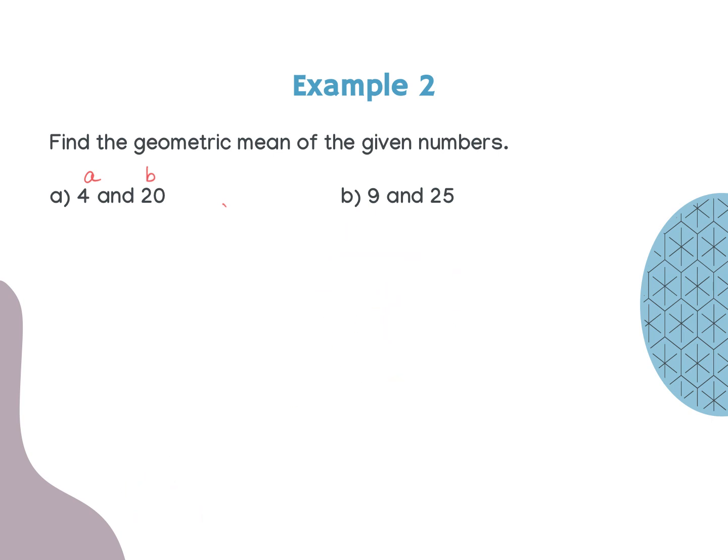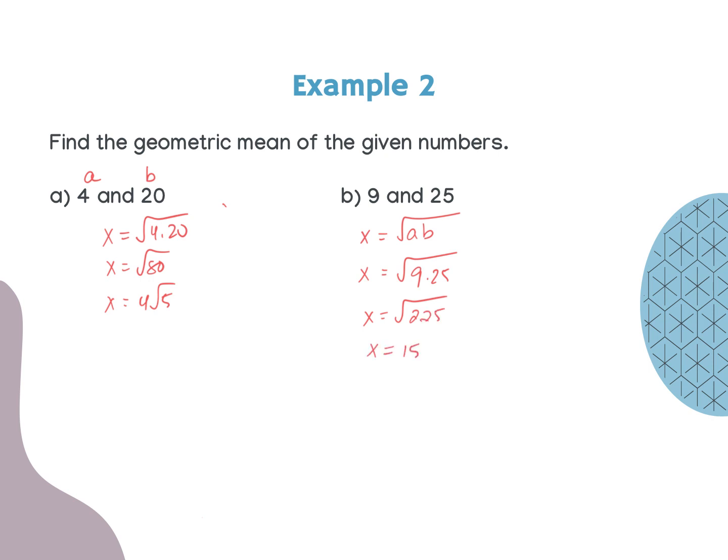So if I was given this problem, I would just do 4 times 20, square root of 80, which we know is 4 radical 5. Over here, I'm going to do this one the same way. I know x equals the square root of A times B. Sorry about that. So it equals the square root of 9 times 25. x equals the square root of 225, and the square root of 225 is 15. So the geometric mean is 15.